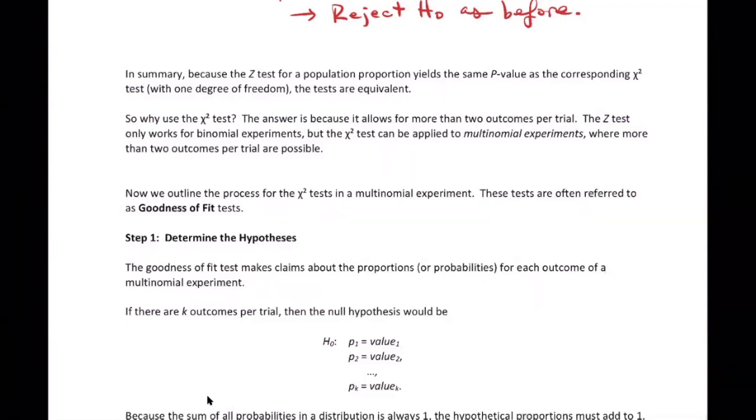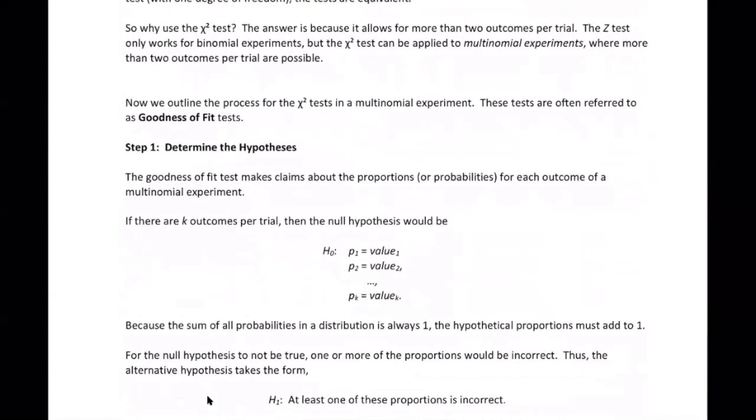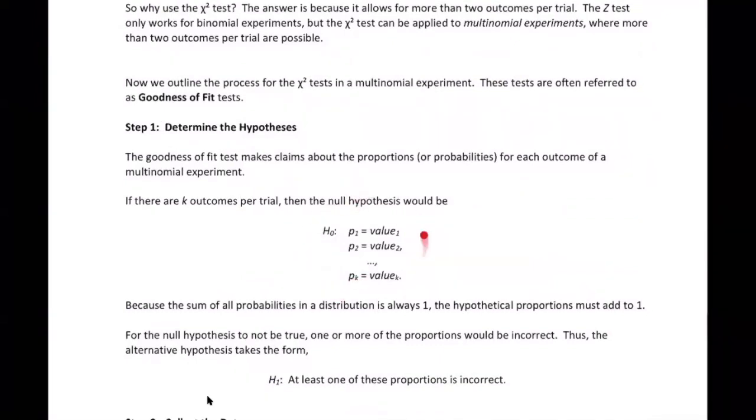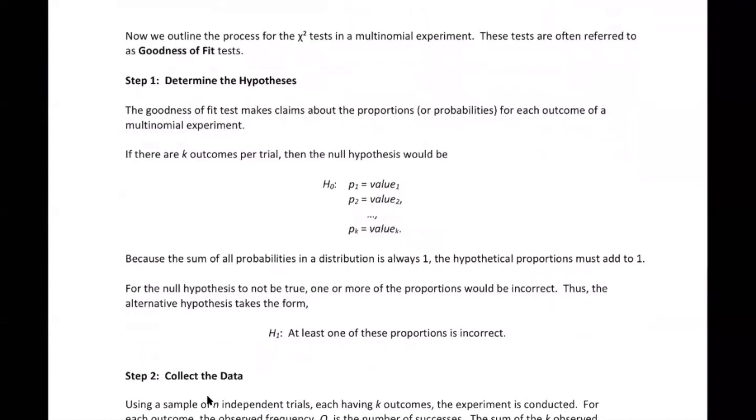Okay. So now we outline a process for chi-square tests in a multinomial experiment, and these are often referred to as goodness of fit tests. What you're doing is trying to measure how well the observed frequencies fit the expected frequencies, and that's why it's called goodness of fit. The goodness of fit test makes claims about the proportions or probabilities for each outcome of a multinomial experiment. If there are k outcomes per trial, then the null hypothesis would be this monstrosity here. You have to give not just the p and the q, you follow me? You've got a bunch of proportions, one for every category.